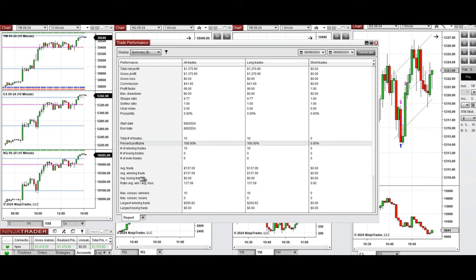So the average win to loss ratio cannot be calculated, but the average winning trade was about $137 and the largest winning trade was $200.